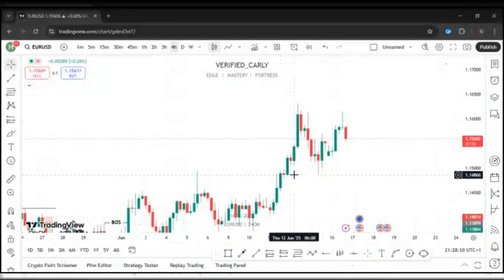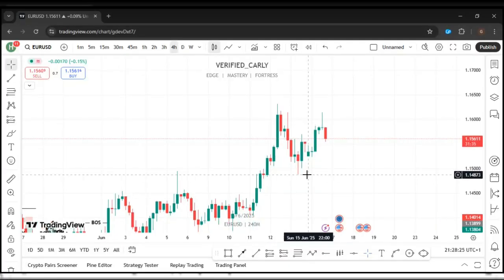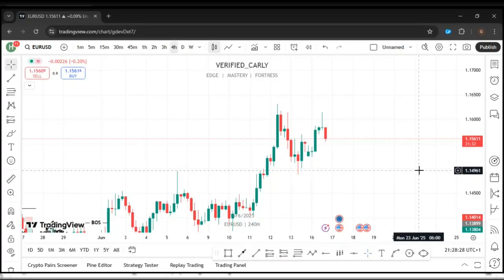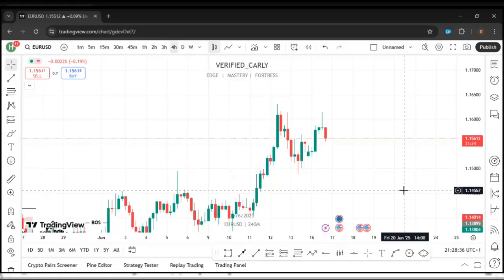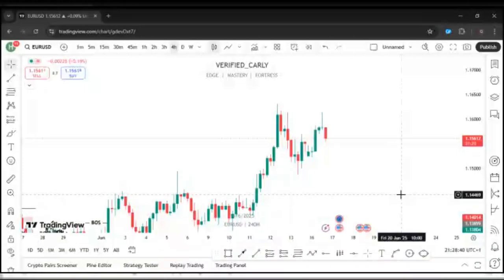For a buy market, it is usually the last bearish candle before a big bullish move, and for sells, the last bullish candle before a drop. And we have two types of order block: the bullish order block and the bearish order block. As I said earlier, the bullish order block is the last bearish candle before a big bullish move, and the bearish one is the last bullish candle before a drop. That's the bearish order block.